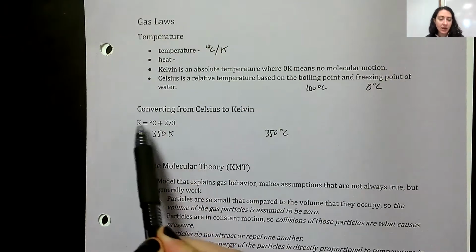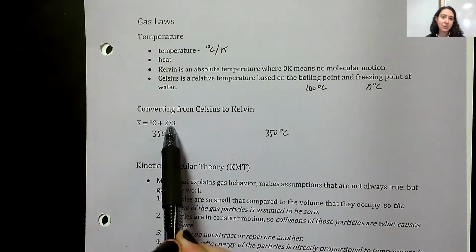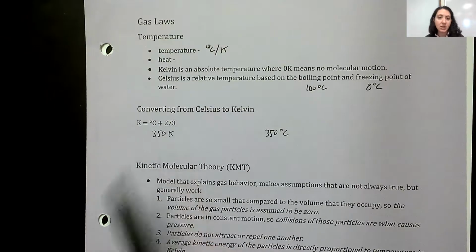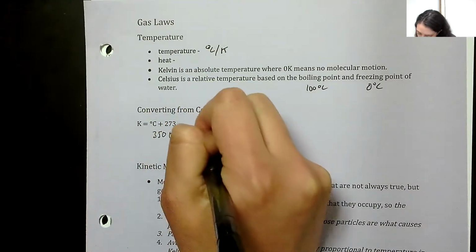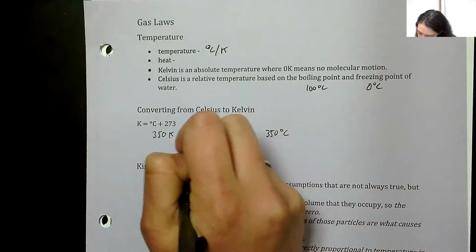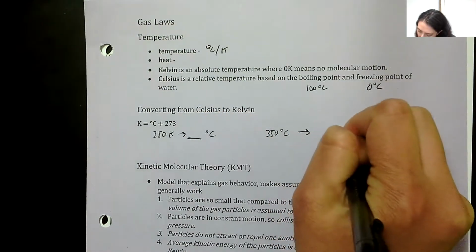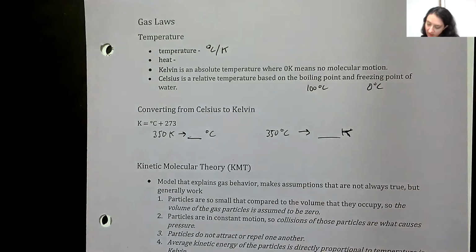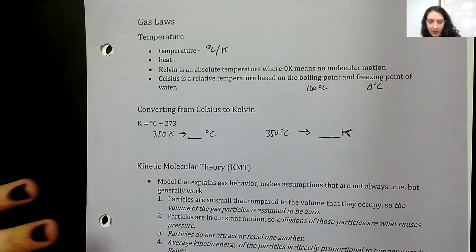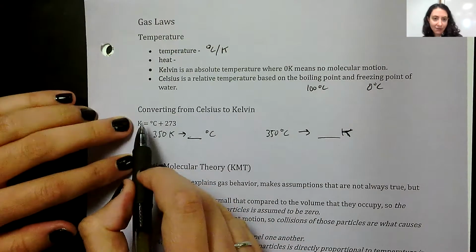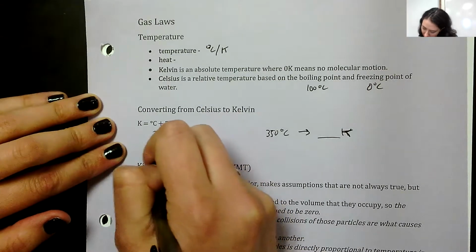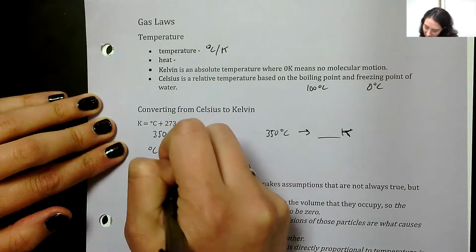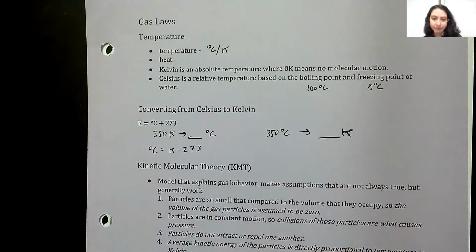This is the equation here. Kelvin is equal to the degrees Celsius plus 273. So if we have two different things to convert, I want to convert this one to degrees Celsius, and I want to convert this one to Kelvin. Again, no degree sign. If we are given Kelvin and we're trying to solve for Celsius, we need to rearrange this equation a little bit. Degrees Celsius is going to be Kelvin minus 273.